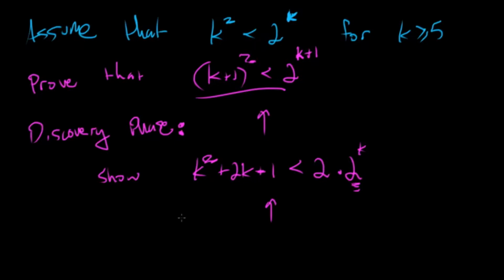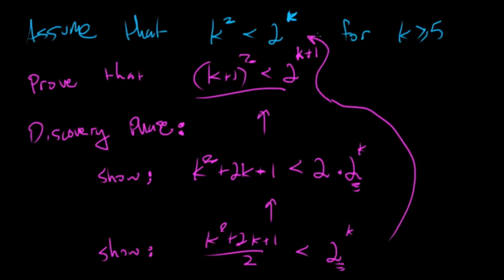All right, showing that this is true is the same thing as showing that, if I divide everything by 2, k squared plus 2k plus 1 divided by 2 is less than 2 to the k. Notice once again, I have that sequence right there. I'm setting myself up here. If I can show that this right here is true, then that is going to prove that this is true, because that's just algebra, and that's going to prove that the thing I want is true. So I need to prove that this is true.